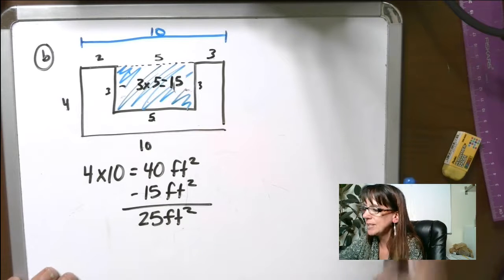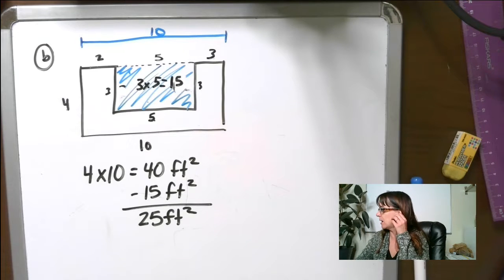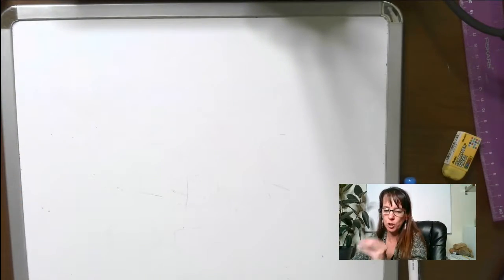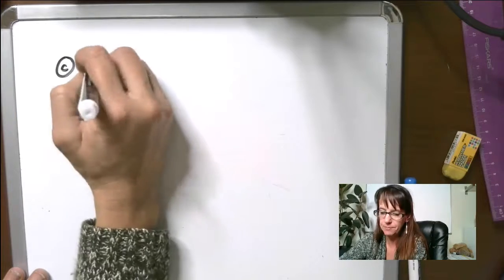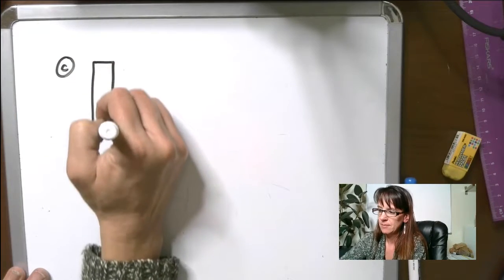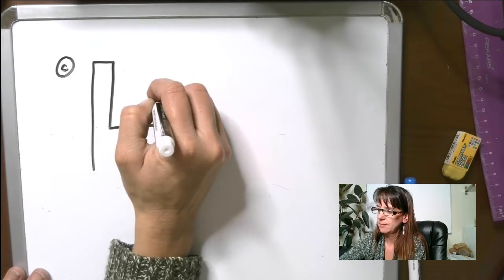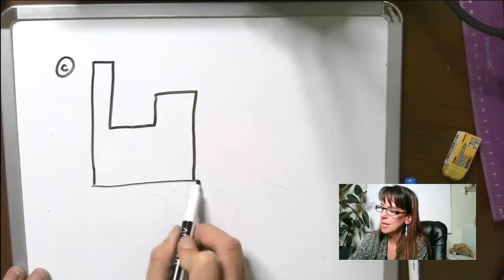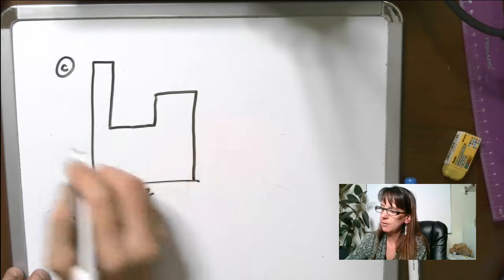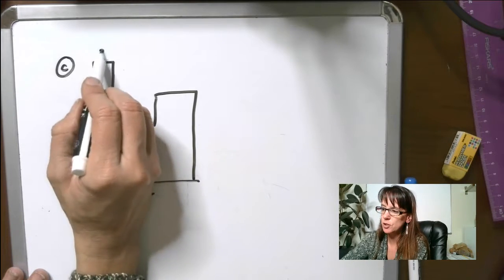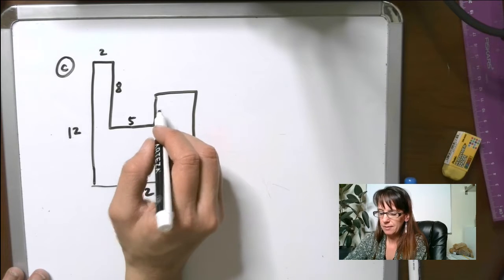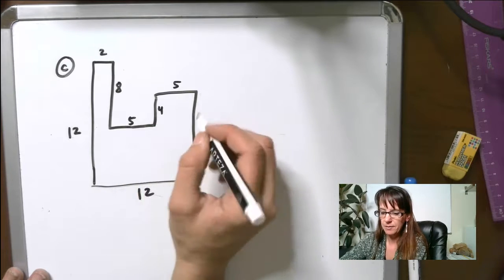Okay, last one is on the next page. The last one on the page is C. Now this one's actually going to be a little tricky because we can't do the shark bite technique, because this is an irregular shape, right? So we're going to break this guy out. This is 12. This is 12. This is 2 and 8, 5, 4, 5, and 8.